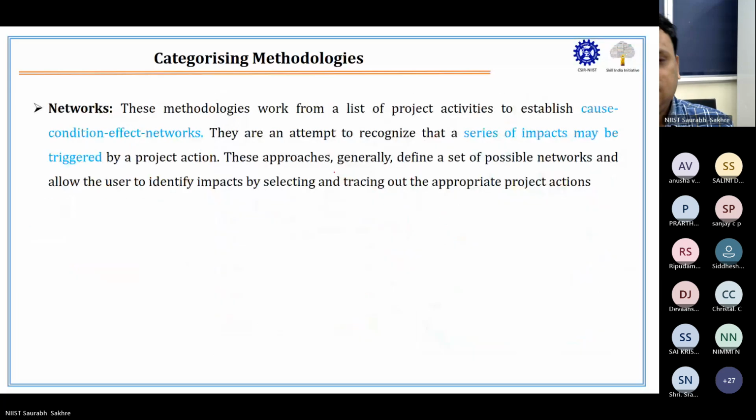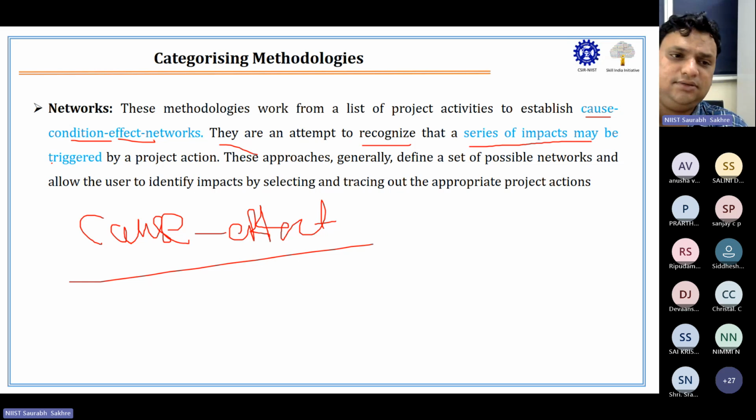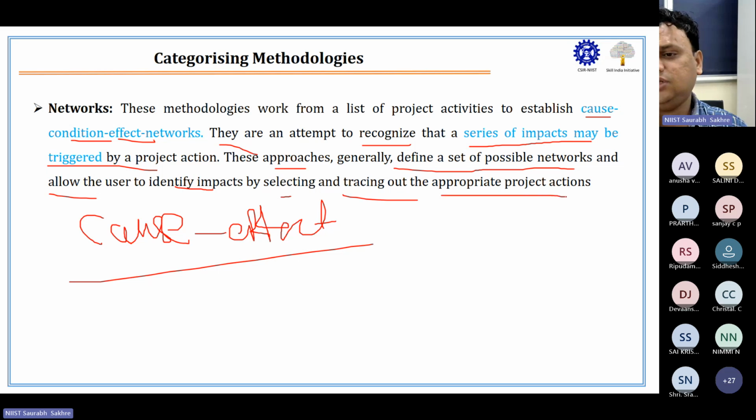Okay. So the last one is the cause, condition, effect network. By now, what I showed you is cause and effect. But now we will see the cause, condition, effect network. This method was employed to recognize a series of impacts that may be triggered by a project action. These approaches generally define a set of possible networks and allow the user to identify impacts by selecting and tracing out the appropriate project actions. Okay, this you have to keep in mind.